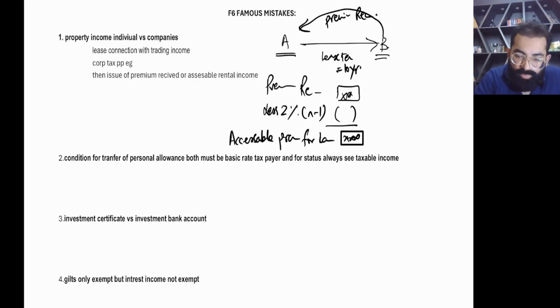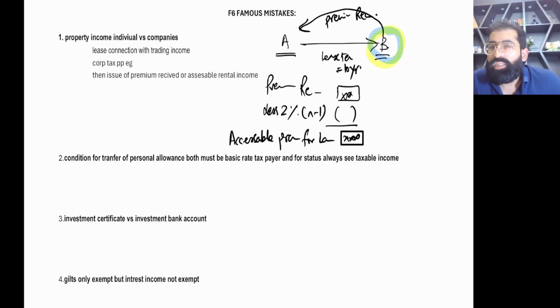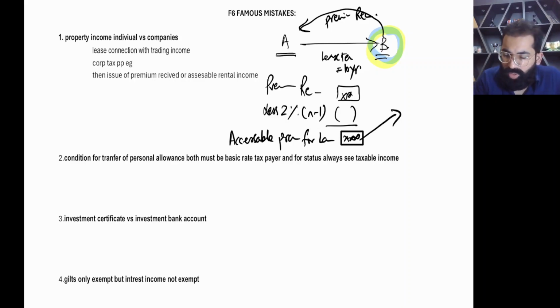Now if you come to the other side, this B. If B is a trader and B is using this property for the purpose of trade, then B will receive amortization of lease premium as an allowed expense deduction from trading income in the P&L. B will get amortization on this amount. So the formula for amortization of lease premium is equal to assessable premium for landlord divided by lease term.